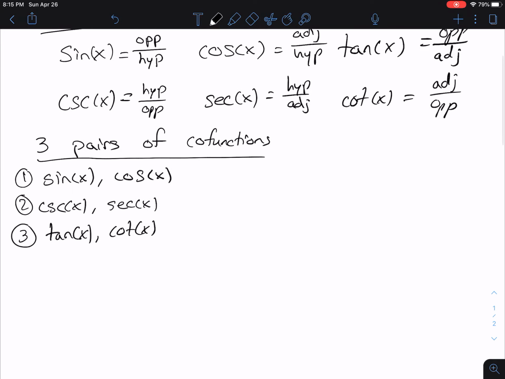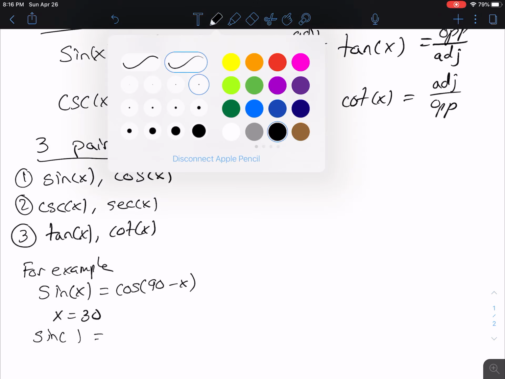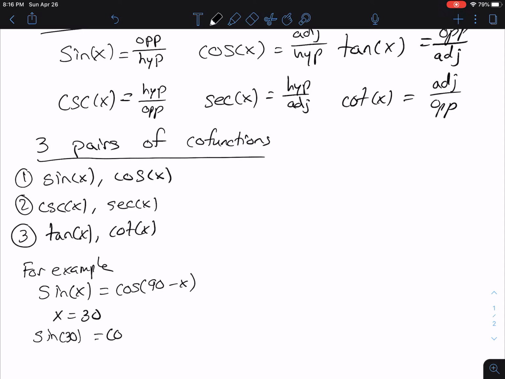And the way this works is we get some equations. For example, we would say that the sine of x is equal to the cosine of 90 minus x. What does this mean? Well, let's say that x was equal to 30. This would mean that sine of x is equal to sine of 30, right? We have an actual value there now. That would mean that sine of 30 is equal to the cosine of 90 minus 30, which would be 60.